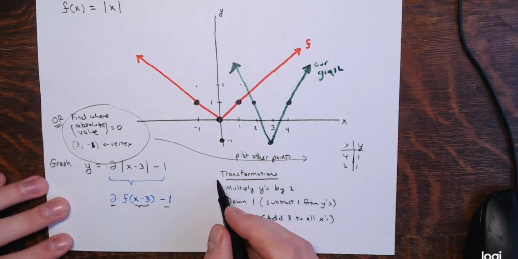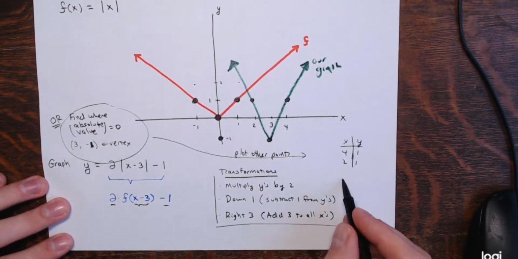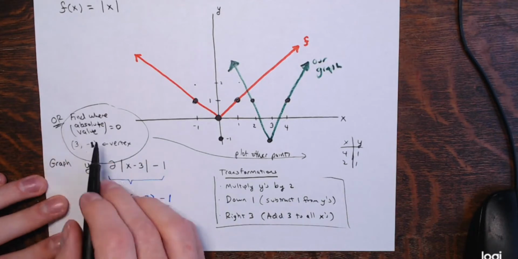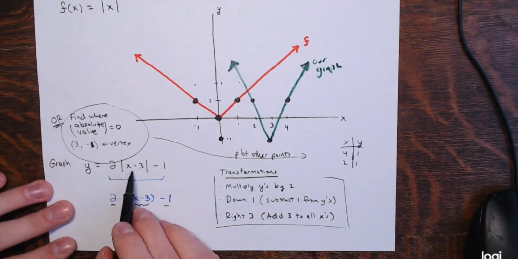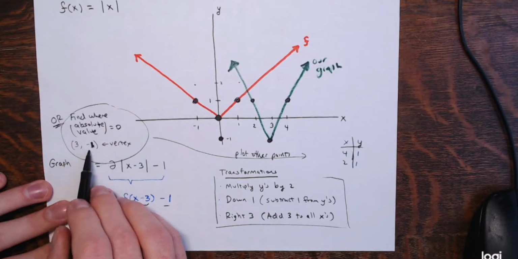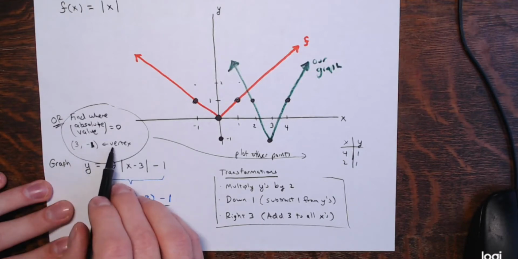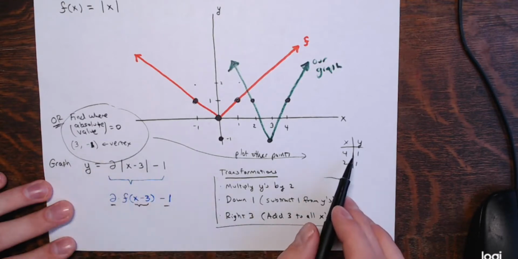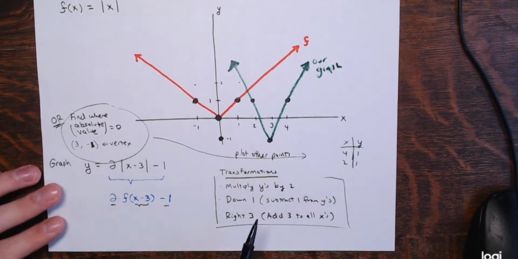Okay, so you can use transformations, or just find what makes the expression inside the absolute value 0. Then plug that in, get the output. You've got your vertex. And then find a point on either side of the vertex and draw the V shape in, draw the absolute value graph, and you can do it that way too.